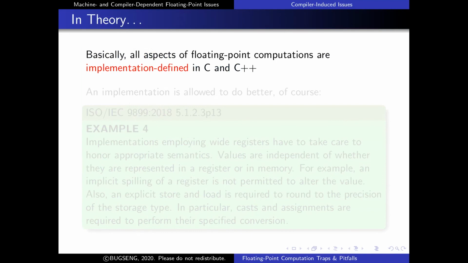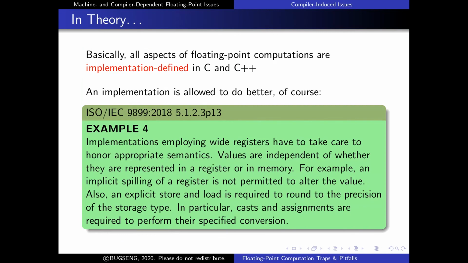Well, in theory, all aspects of floating point computation are implementation defined, both in C and in C++. Of course, an implementation is allowed to do better. For example, this is a fragment of C18, but this is also present in previous versions of the standard. It is basically talking about large floating point registers. It says that an implementation may employ wide registers, but has to take care to honor the appropriate semantics. In particular, it says that implicit spillover of a register is not permitted to alter the value.